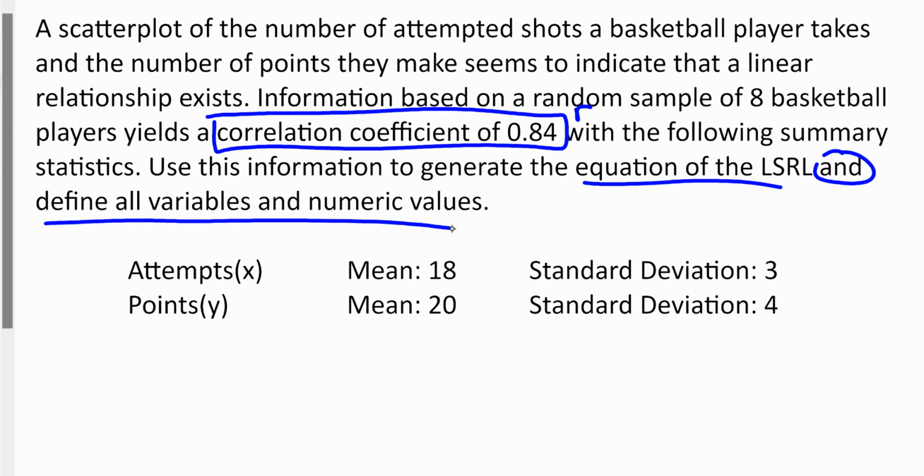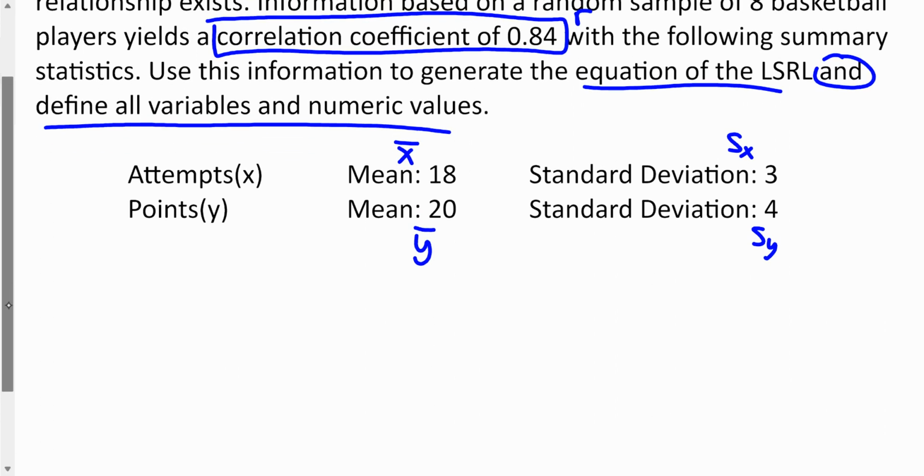What we're given is the average number of attempts was 18. That is our x bar. The standard deviation that goes along with that is s sub x, which is 3. Our average number of points, our y bar, is 20, and our standard deviation that goes along with that is 4. If I want to write the equation of this line, I need both the slope and the y-intercept. So I would start with number 1, find the slope. That is b, and we have a formula for that. It is b equals r times s sub y over s sub x. We just saw that one.